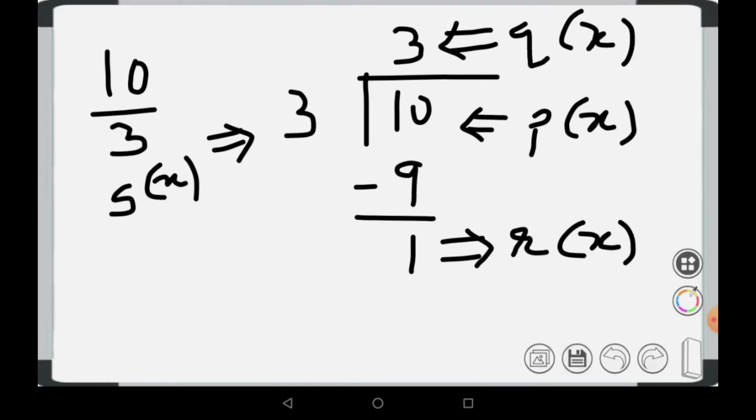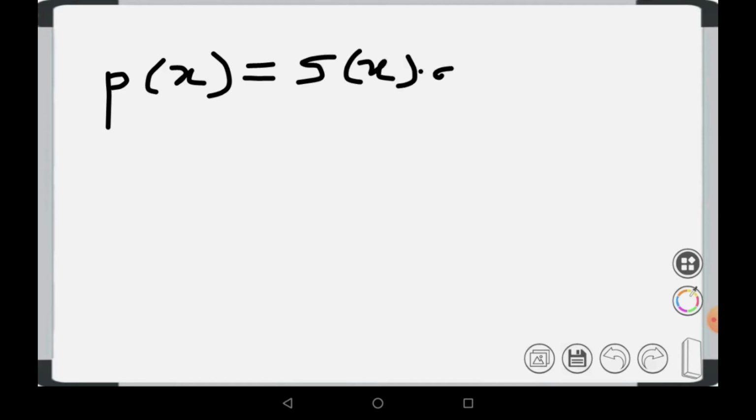q of x. So in general notations, to get a dividend in polynomial we write it like this. Polynomial p of x is equal to divisor s of x into quotient q of x plus the remainder r of x. Okay, so let us start with an example of division of a polynomial.